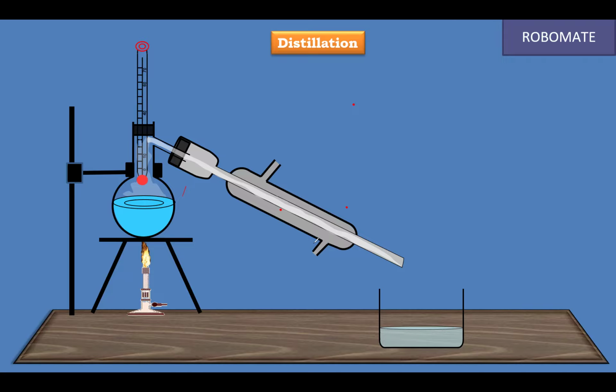We need water. Now tell me, water will enter from here. Listen carefully. Here we have kept a tap. It will enter from here and it will keep on moving like this.